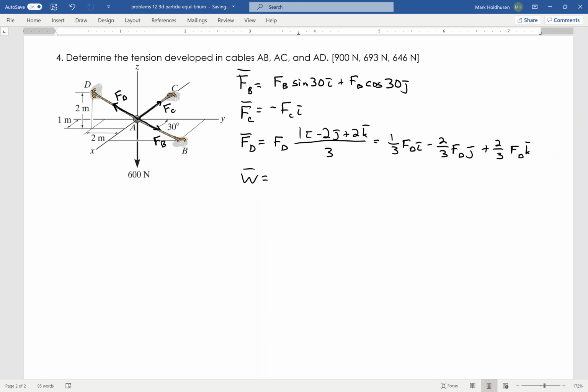Now I've got my, again, I'll call it my weight, but again, it's a force. Okay, it's straight down. It's already 600 newtons, so I don't need to do any conversion. So it's just going to be minus 600 K. So now I've got my free body diagram. I've got all my forces written in Cartesian form. I just sum up the I's, J's, K's, set them all equal to 0.